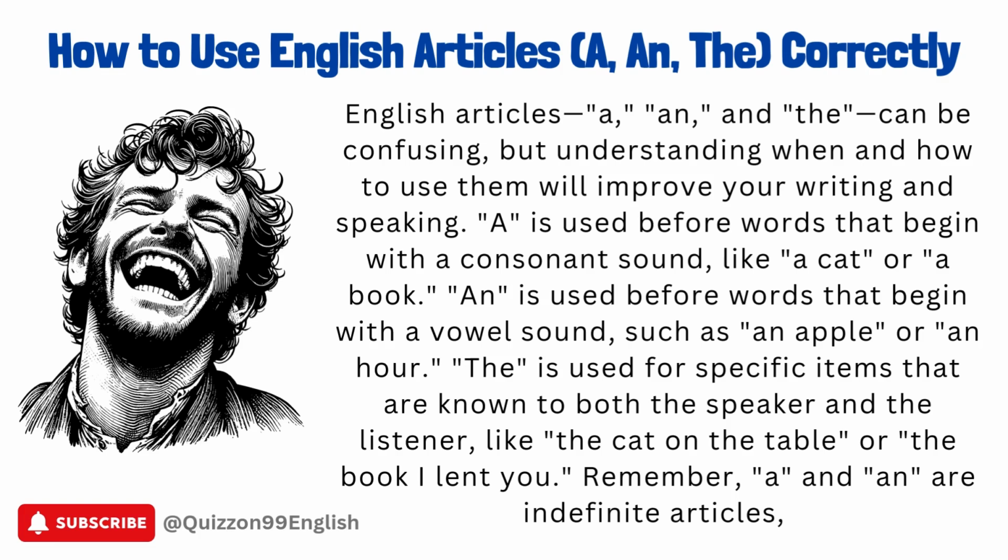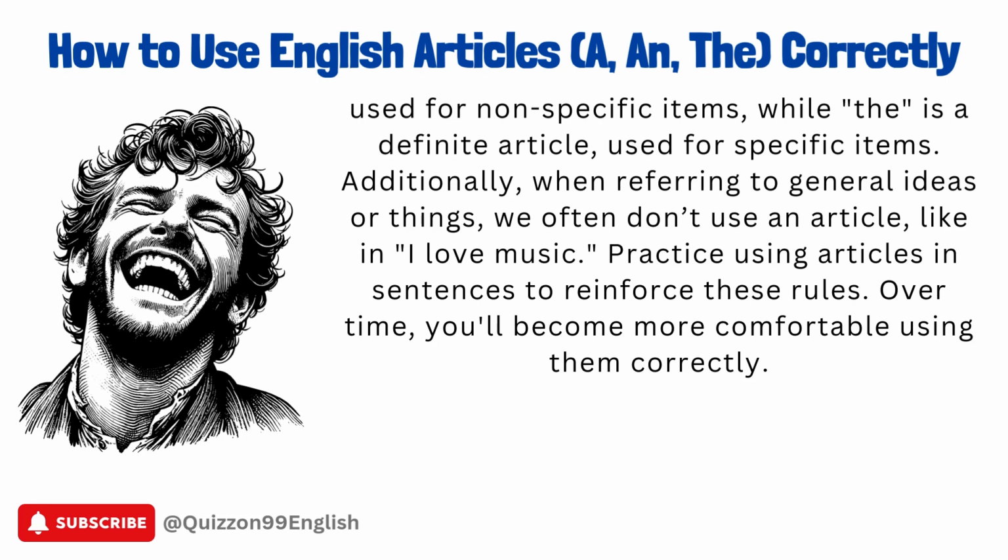Remember, a and an are indefinite articles, used for non-specific items, while the is a definite article, used for specific items. Additionally, when referring to general ideas or things, we often don't use an article, like in I love music.